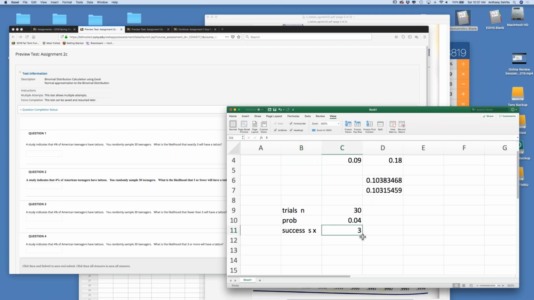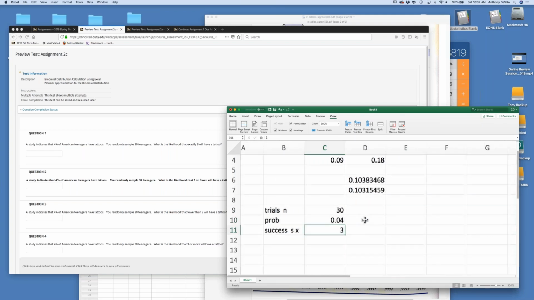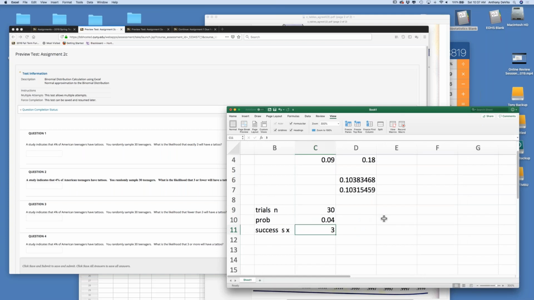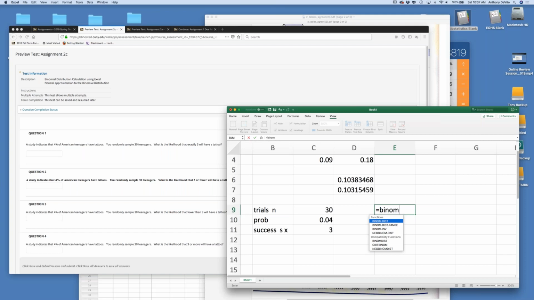In other words, we're saying what's the likelihood that if I took 30 random teenagers, with a 4% prevalence of tattoos, I'll get exactly 3 out of 30 that have tattoos. Well, that's a binomial distribution. There are only 2 possibilities: either they have a tattoo or they don't, right? So given that it's 2 possibilities, we can work out the probability using a function in Excel called the binomial distribution function, BINOM.DIST.